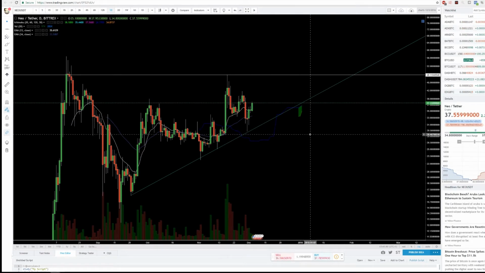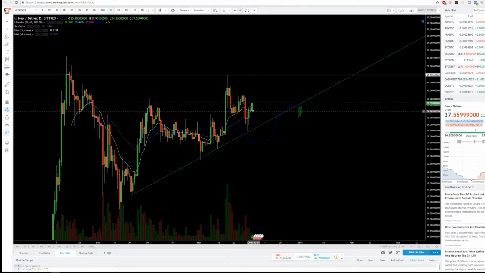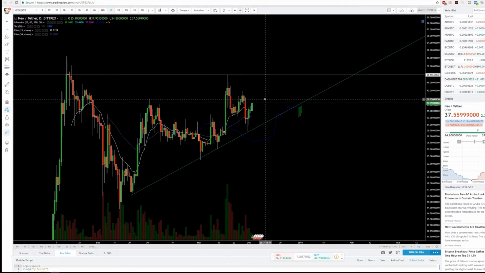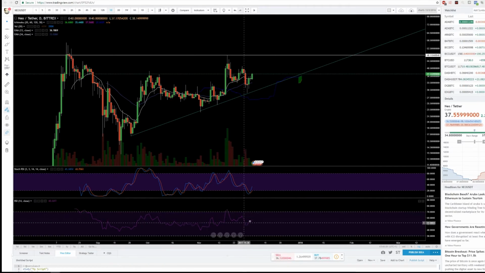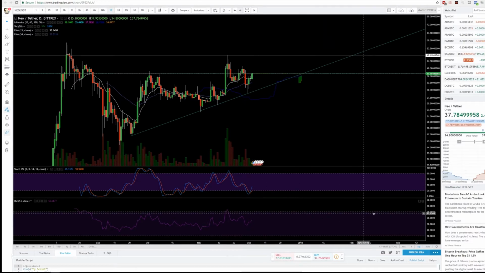Another thing I use to determine whether this could be a potential breakout or not is, I have to double click here, I use the Stochastic RSI and the RSI. This is the Relative Strength Index. You can see that we're not overbought here yet. When you're above the 70 line, you get to the overbought area. When you get under the 30 line, you get to the oversold area. Well, on this one it's exactly the same. Above the 80 is overbought, under the 20 is oversold.